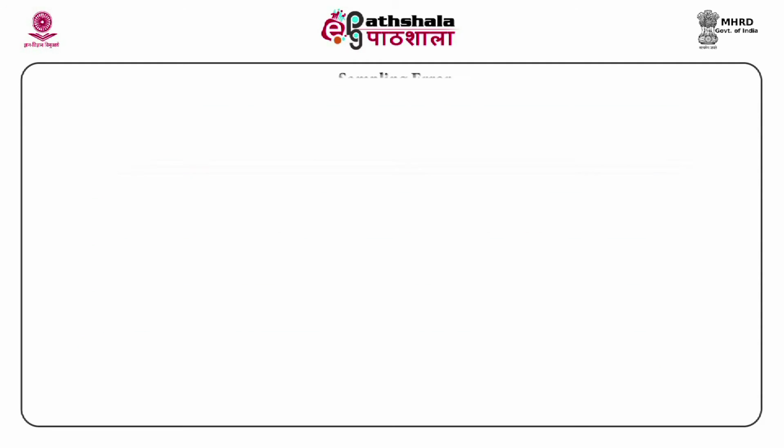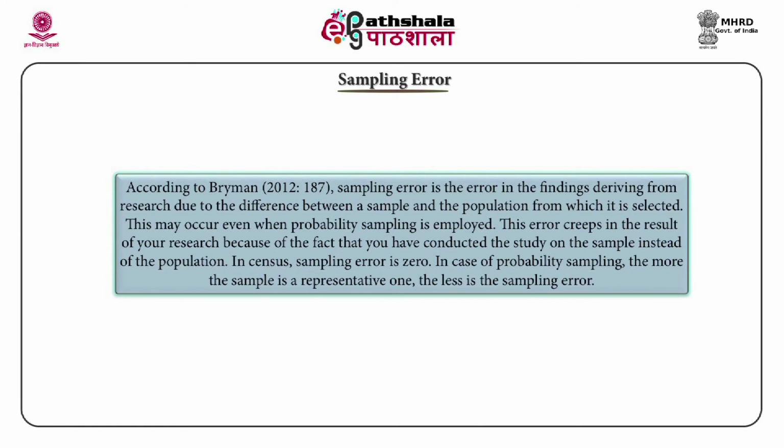Now, sampling error. According to Bryman, sampling error is the error in the findings deriving from research due to the difference between a sample and the population from which it is selected. This may occur even when probability sampling is employed. This error creeps into the result of your research because you have conducted the study on the sample instead of the population. In a census, sampling error is 0.